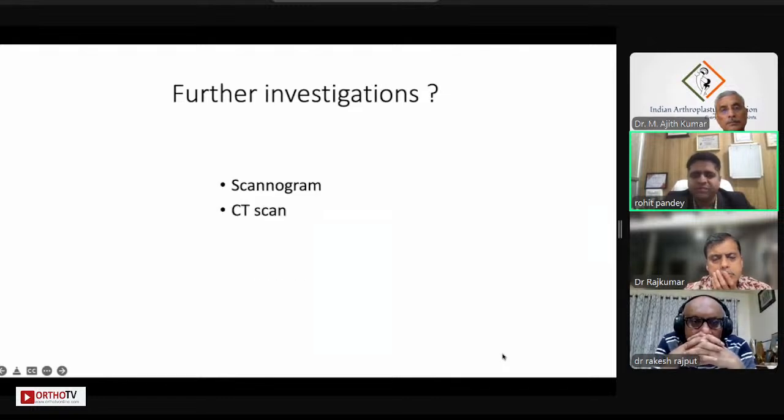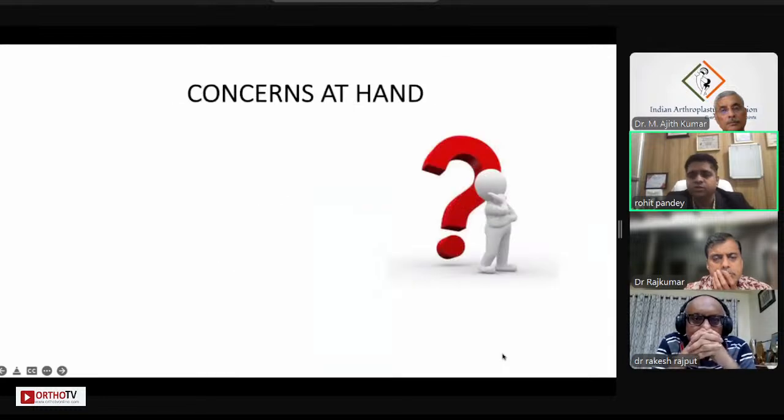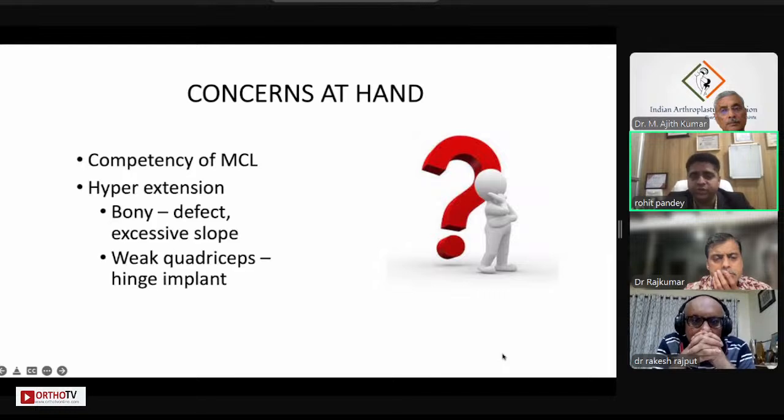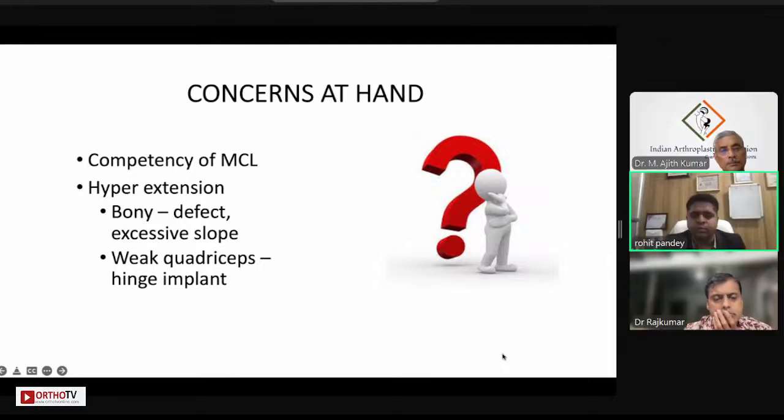I did the scanogram, but CT scan, MRI, and NCV study were not done in this case because most of the things were known on the basis of history and examination itself. Looking at the X-ray, the concern at hand was the competency of the MCL, because if the MCL is non-competent, then the level of constraint will increase. Also, as already discussed, there is the reason for hyperextension, which is mainly divided into a bony or a soft tissue cause. If it's a bony one, is there a defect, or is there excessive slope after an HTO? And weak quadriceps will require a hinge implant in this case.